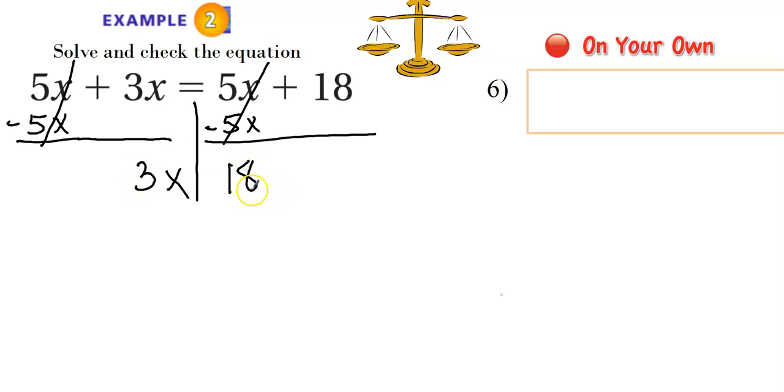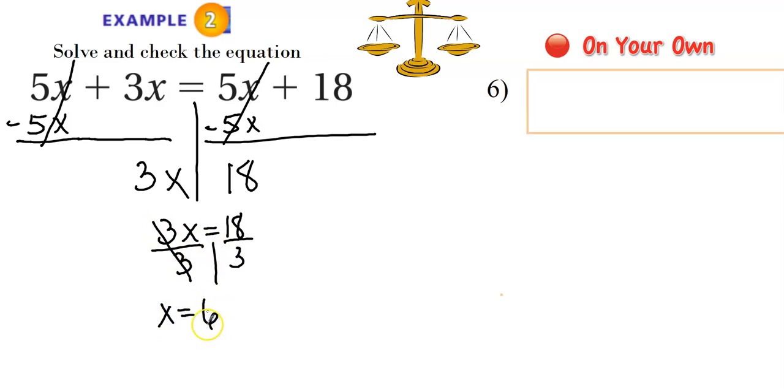Okay, so now you're saying this looks like a regular equation that has one step. So this is 3x equals 18. Now all I have to do is draw my balance scale and divide by 3. Those 3's cancel out, and I get x equals 6.